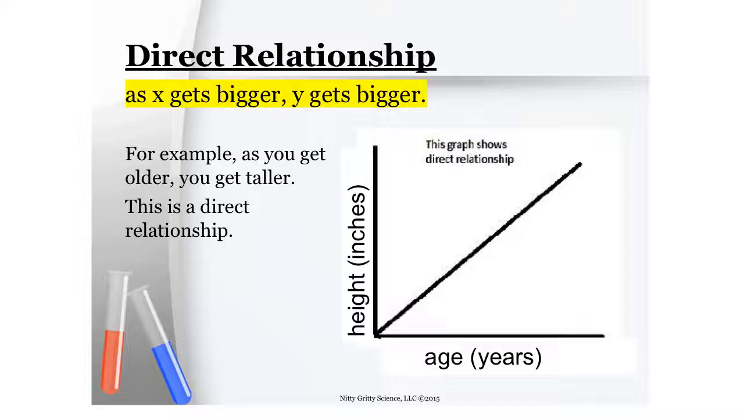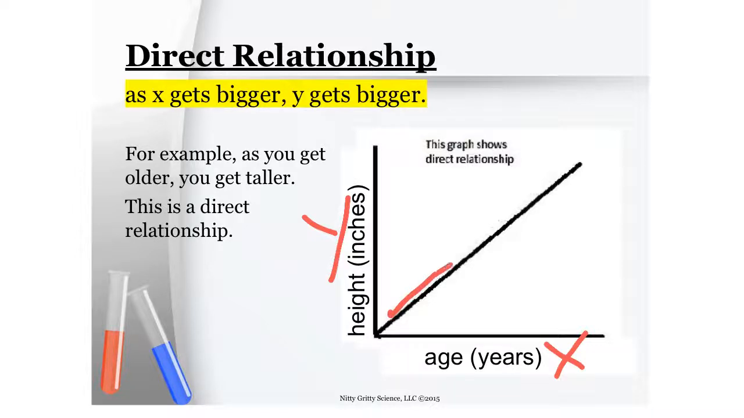So let's talk about a direct relationship first. For those direct relationships, we say as x gets bigger, y gets bigger. X, remember, the x-axis is on the bottom. The y-axis is over here on the side. If you're not going to remember that, I would label that on my input page as well. So for example, as you get older, according to this graph, you get taller. So as your age increases or gets bigger, you get taller.